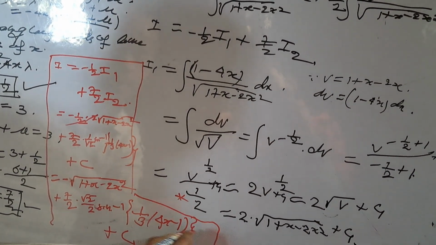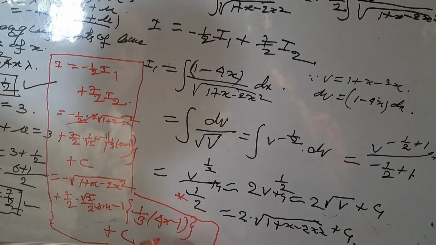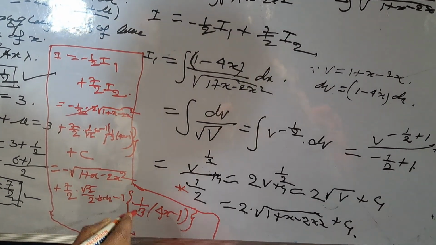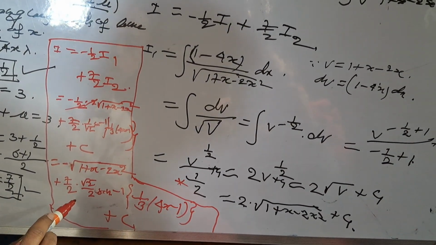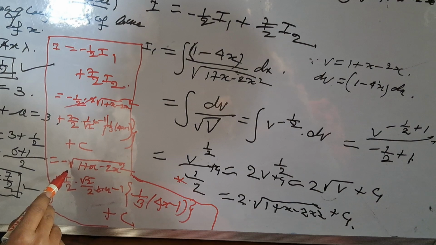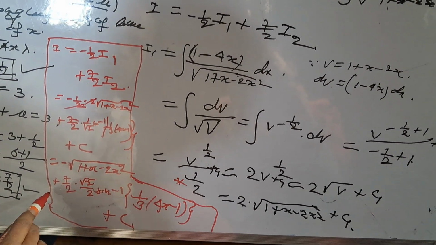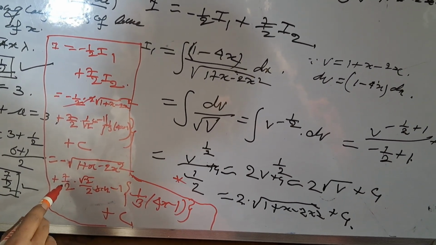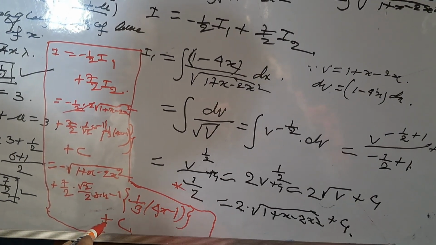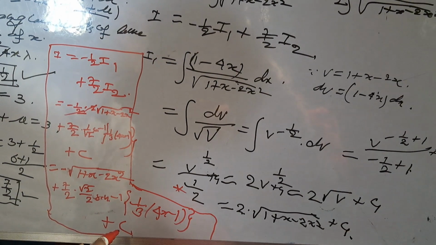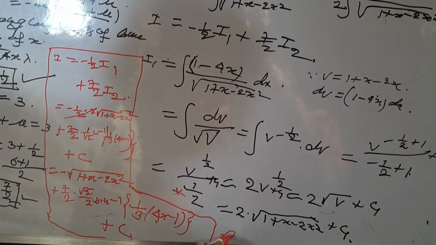So the final answer is minus under root 1 plus x minus 2x square plus 7 by 2 into root 2 by 2 sine inverse of 1 by 3 (4x minus 1) plus c. This is the final answer. That's all.